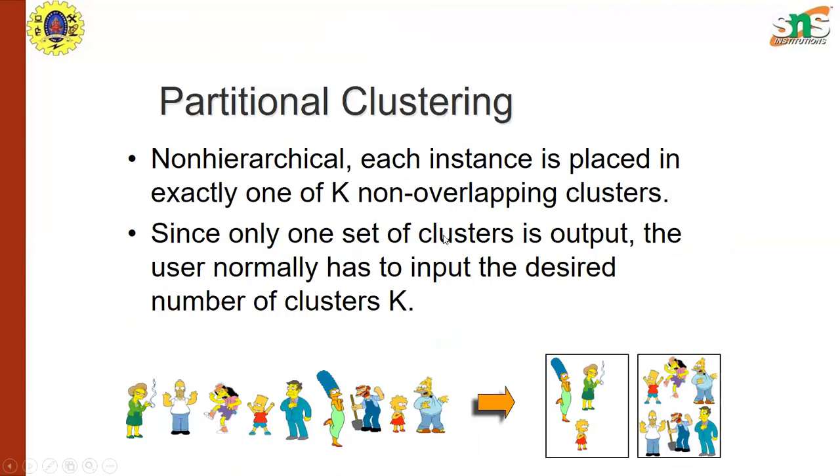Partitional clustering is non-hierarchical. In this, each instance is placed in exactly one of k non-overlapping clusters. Since it produces one set of clusters as output, this will normally be the input for the next clustering.